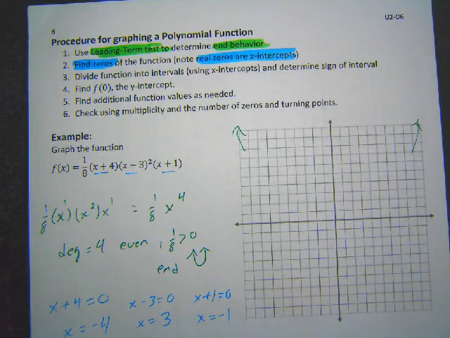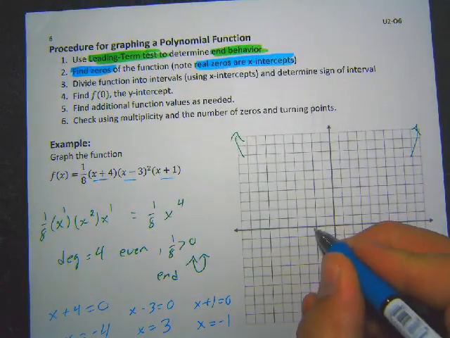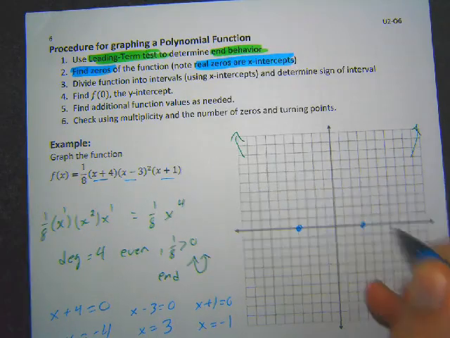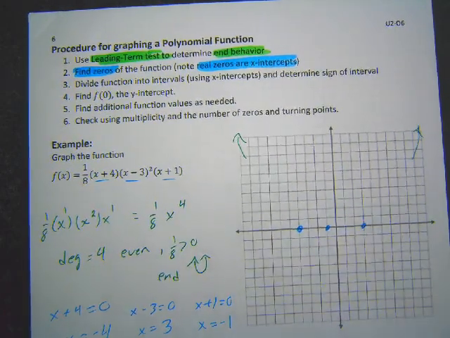So I got 3 zeros. 1 at -4, so go 1, 2, 3, 4. There's one of my zeros. 1 at 3, so 1, 2, 3. There's another 0. And 1 at -1. So those are my 3 zeros.